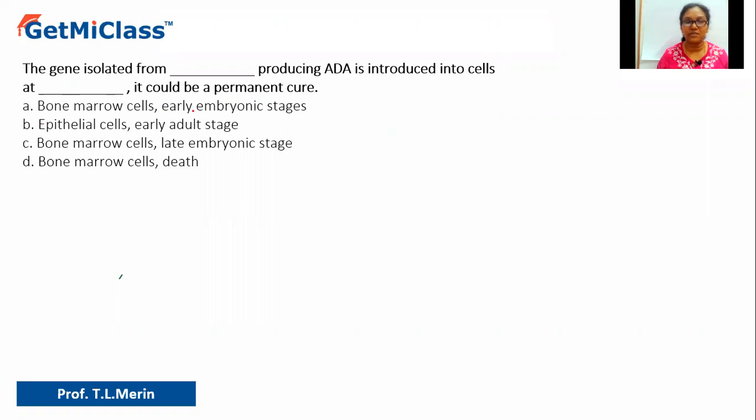Option A, bone marrow cells, early embryonic stages. Option B, epithelial cells, early adult stage. Option C, bone marrow cells, late embryonic stage. And option D says bone marrow cells, death.